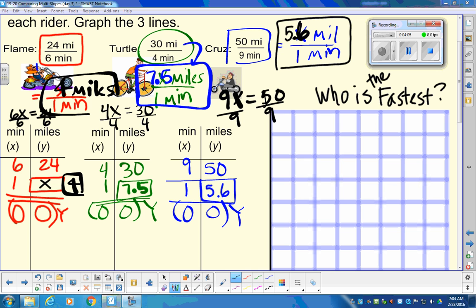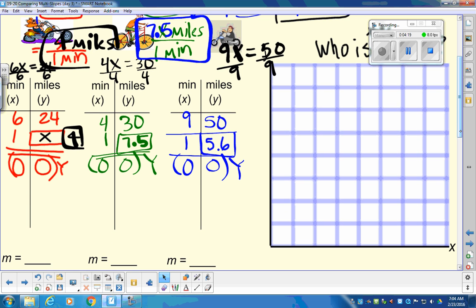Who is the fastest? Okay. So we have 3 data points for each rider. We could get some additional data points, which is what I would do if you were in class right now. But since it's through the video, I don't want to extend the video too long, so I'm not going to get those additional data points. We will just graph the 3 that we have for each rider. I am going to be very careful about color coding those as well.